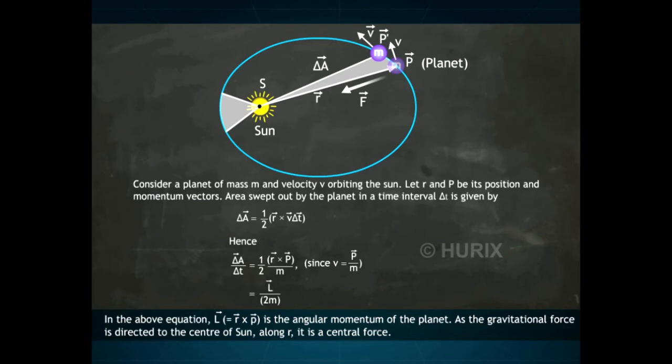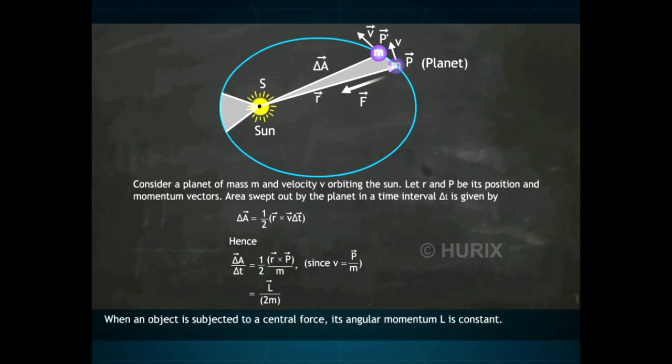As the gravitational force is directed to the center of the Sun, along r, it is a central force. When an object is subjected to a central force, its angular momentum L is constant. Hence, as L and m are constants in the above equation, the left-hand side, namely delta A by delta t, is a constant. This is the mathematical form of the law of areas.